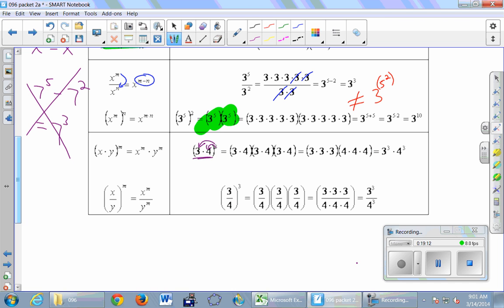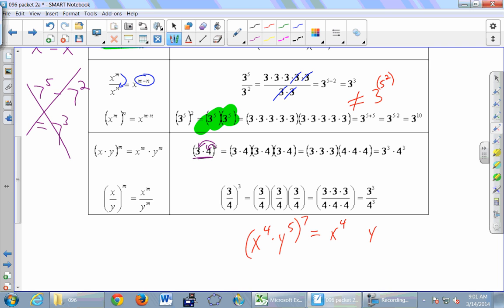So if we had something like this, x to the 4th times y to the 5th, the whole thing to the 7th power, we get to apply this rule, and this rule says that the x to the 4th and the y to the 5th both get what power? Both get a 7th power. That's what it says, right? That's what this rule says. It says when you have 2 things multiplied, all raised to a power, that power comes in and hits both of them.